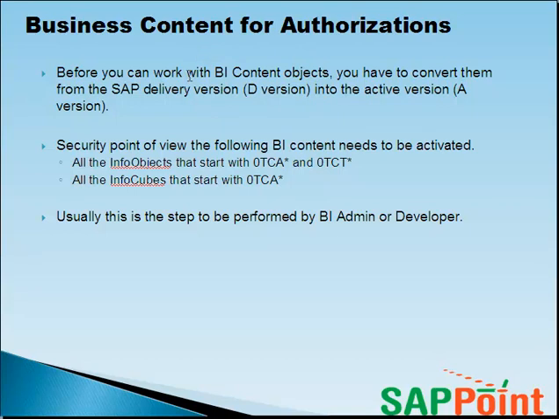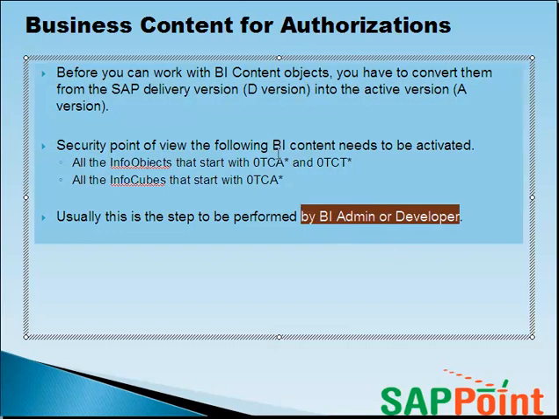But to work with BI analysis authorizations, these are the prerequisites that need to be performed before you can actually start building the analysis authorizations. Now, how do we do this? How do the BI administrators do all this activation? They do it using the transaction code RSA1. There is a procedure to do it, which the developers and the administrators would know.